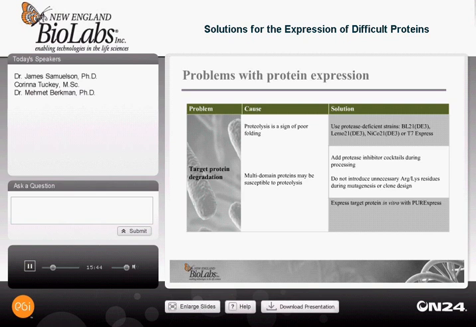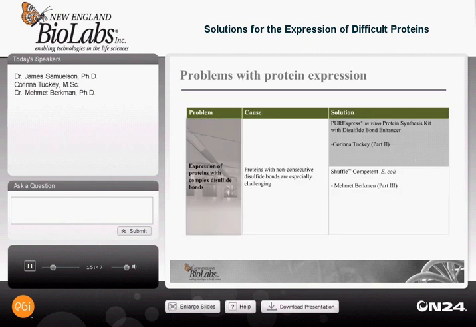And that brings us to the final problem for discussion, and that is expression of proteins with complex disulfide bonds. NEB offers two solutions. The first solution is the PURExpress in vitro protein synthesis kit, which can be used with a disulfide bond enhancer component. And our cell-based solution is to express these types of proteins in one of the SHuffle strains of E. coli, which have been engineered to facilitate folding of proteins with non-consecutive disulfide bonds.